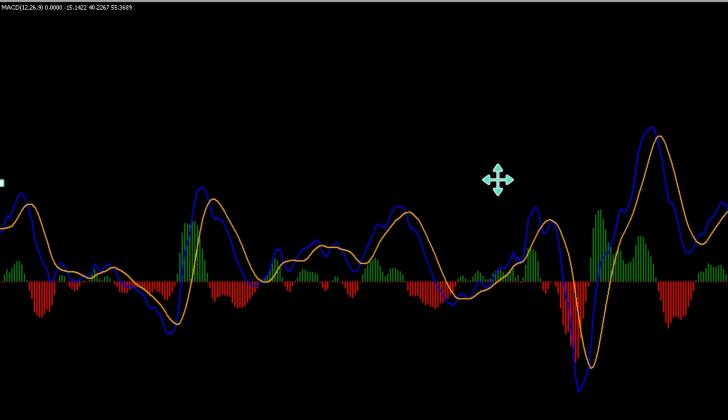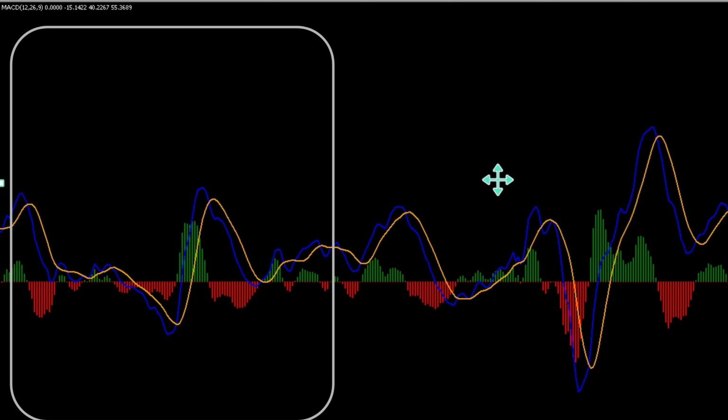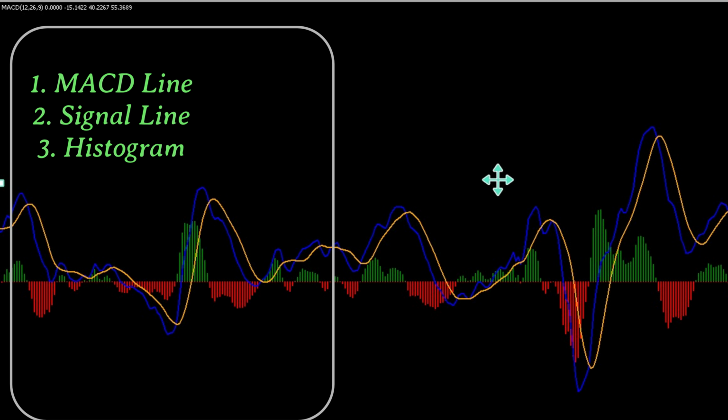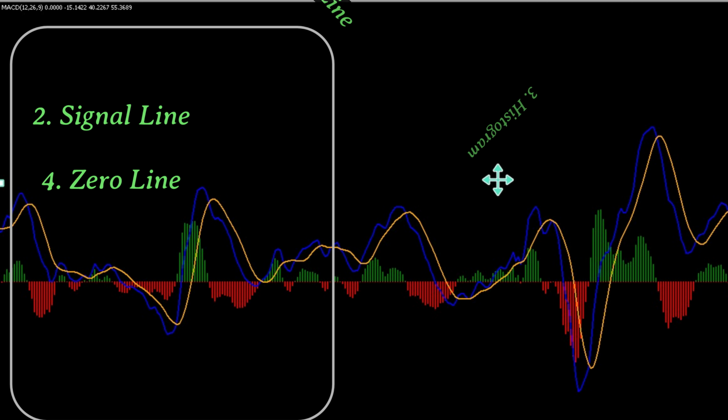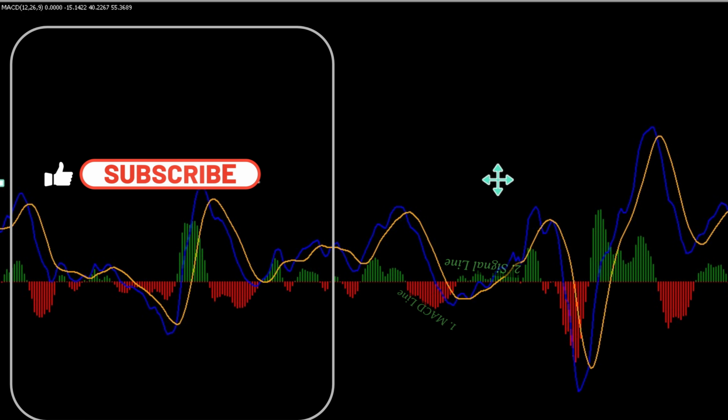It's made up of 4 main components. 1. The MACD line, usually the blue line. This is often a 12-day moving average. 2. The signal line, typically orange, usually a 26-day moving average. 3. The histogram. This shows the difference between the MACD line and the signal line. 4. The 0 line. This is like the MACD's center, a line of symmetry in your chart. Pretty simple so far, right?